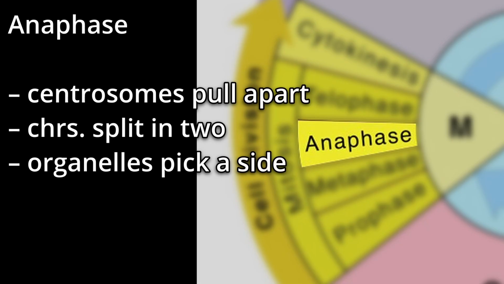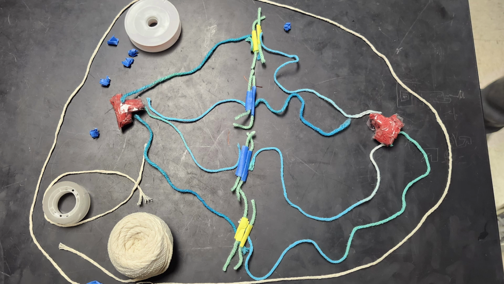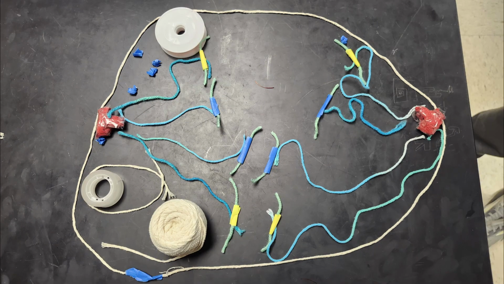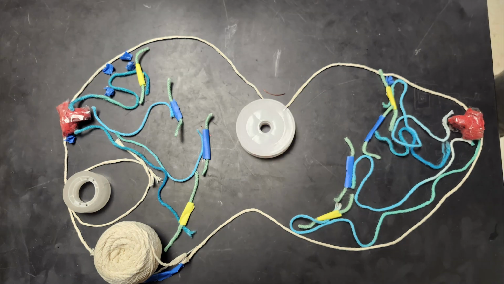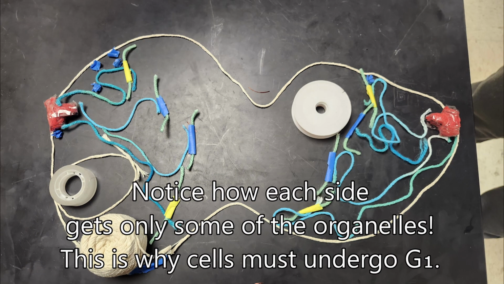Anaphase. Once all of the chromosomes have aligned, the centrosomes pull the chromosomes apart, one half of each chromosome ending up towards one of the centrosomes. This is how each daughter cell receives the same genome as the parent.